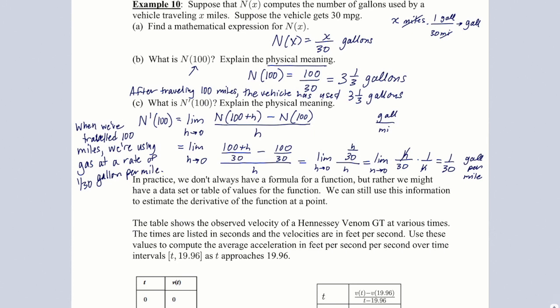And again, there's nothing really that would be different if we had traveled 200 miles or 1,000 miles. We're using gas at the same rate.